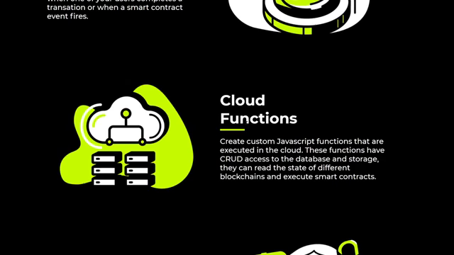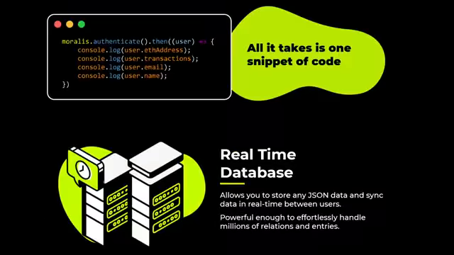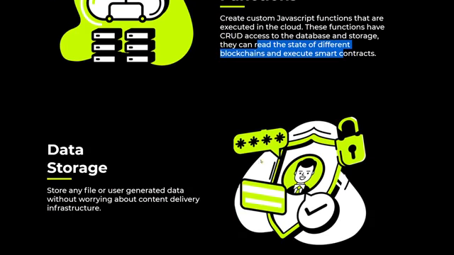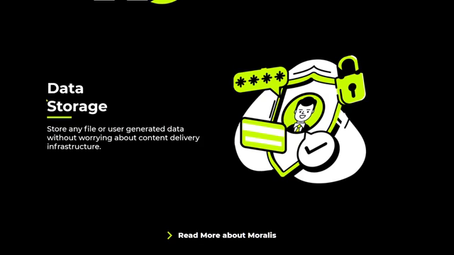If it is the case that you want to write your own server logic, you can do it through Cloud Functions. These Cloud Functions can do anything you want with your database. They can also interact with the blockchain. They can read the state of the blockchain, and so on and so forth. And you get data storage, which means that you can store anything you want about your users, some picture, some file, if you want to have file uploading, and so on and so forth.